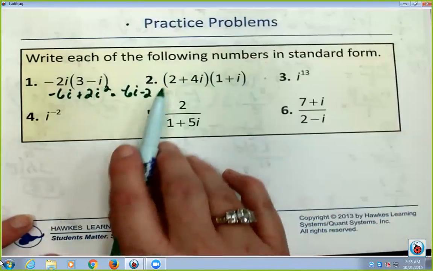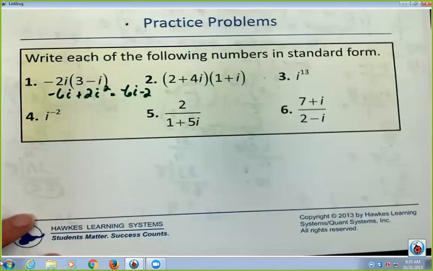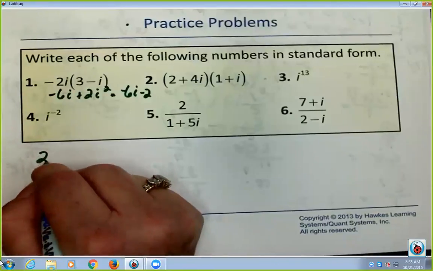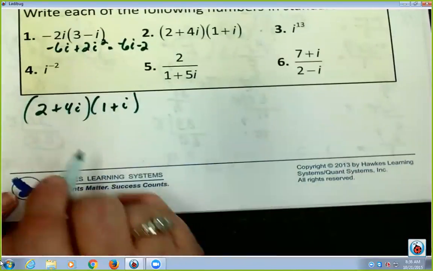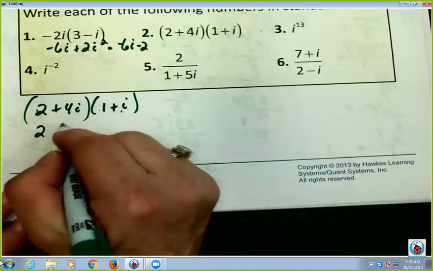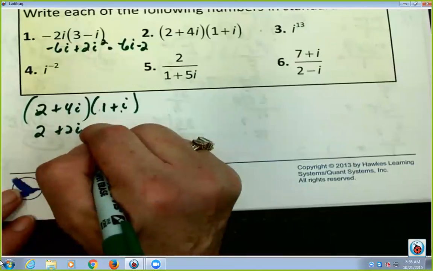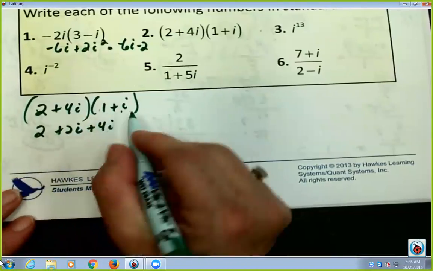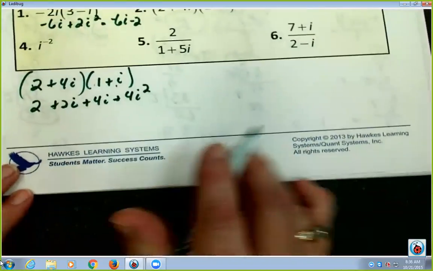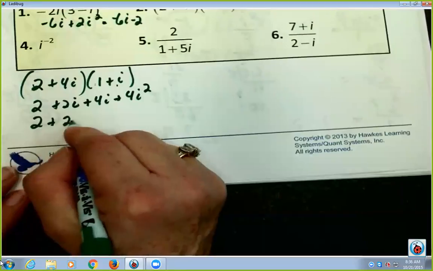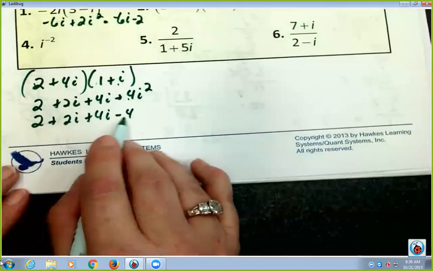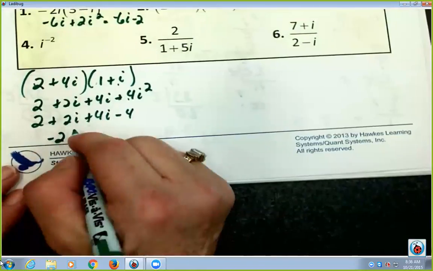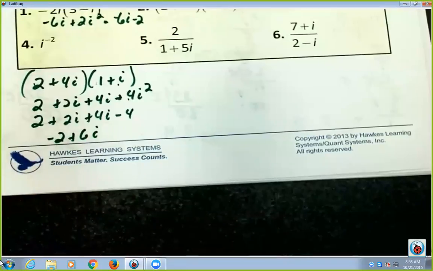This one here, FOIL stuff, and I've got it worked out in another spot. We don't have enough room, I guess I could pull it down here. 2 plus 4i times 1 plus i. 2 times 1 is 2. 2 times i is plus 2i. 4i times 1 is a plus 4i. 4i times an i is a plus 4i squared. So I get 2 plus 2i plus 4i, sign changes, and 2 minus 4 is a minus 2. 2i and a 4i is a 6i. So we can work it out that way and come up with what it would be.